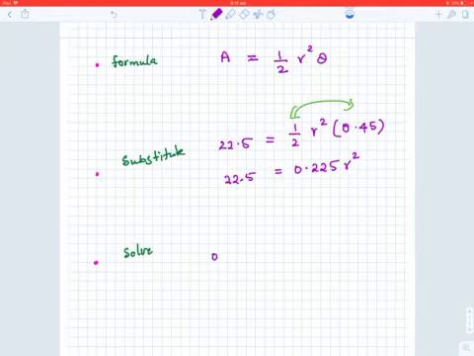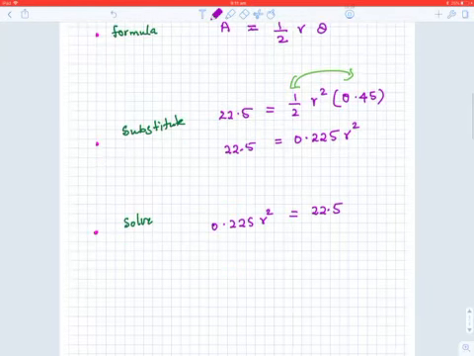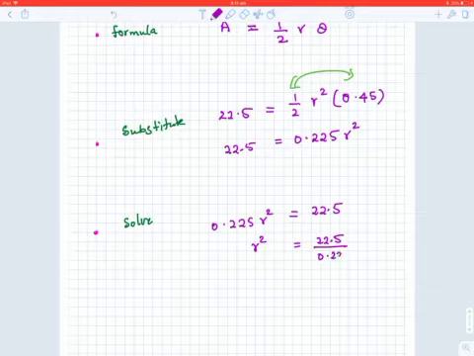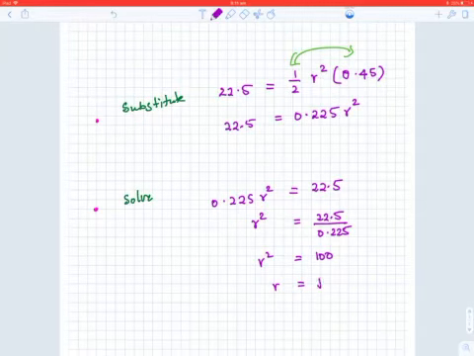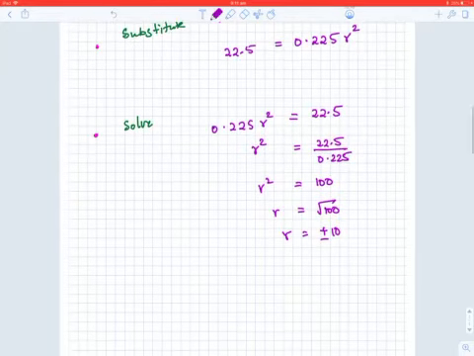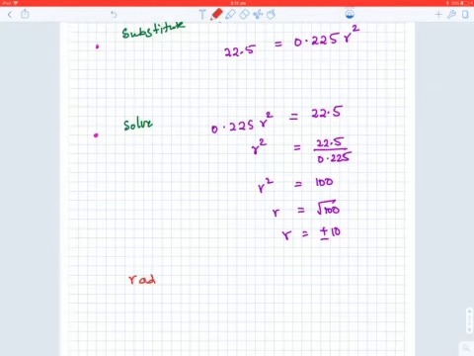So the equation is 0.225 r squared equal to 22.5, and of course the next step is you have to solve. So I'm going to swap sides. I'm going to write it like this: 0.225 r squared equal to 22.5, and therefore r squared, if you divide both sides by that, you get r squared is 100. That gives you r is the square root of 100, which is plus or minus 10.